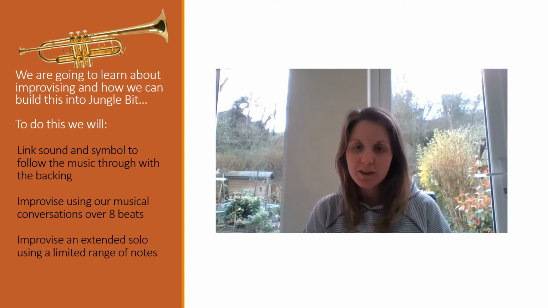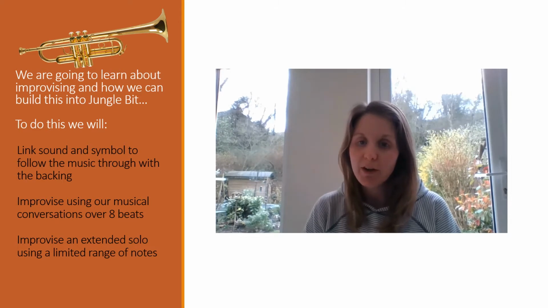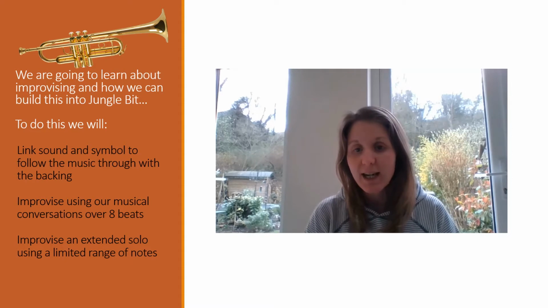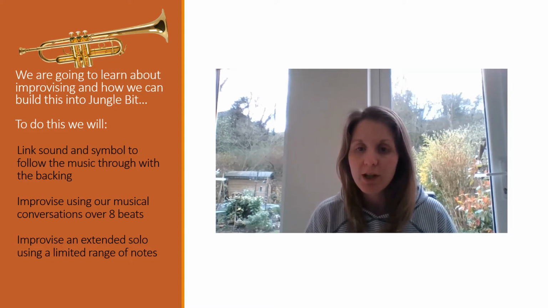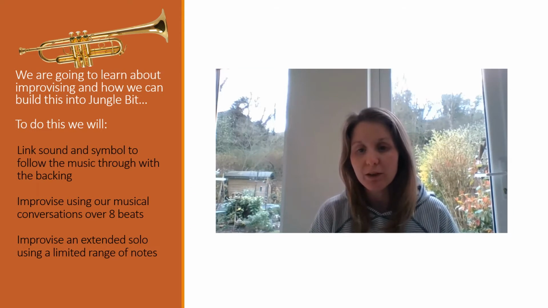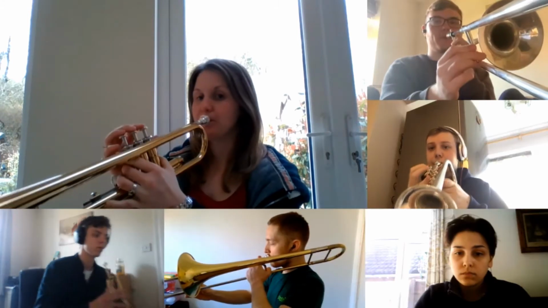Hi, welcome to the third and final lesson in our Jungle Bit piece. Today we're going to mainly focus on improvising, and we're going to start improvising over 8 beats and extend that to be able to do it over 8 bars. We're also going to look at how to structure the music and follow it through with the backing. Copy back these rhythms on an E for trumpets or a D for trombones.